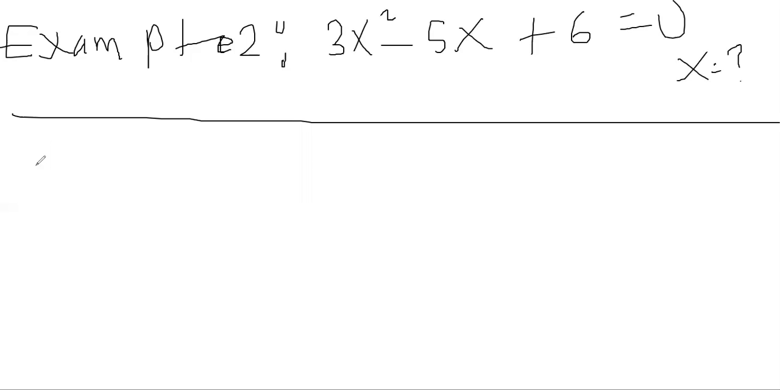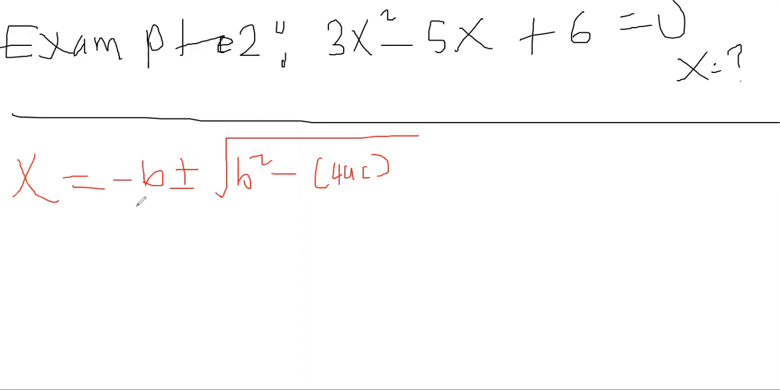So normally what we do to find the solution, you first state your quadratic formula, which equals to minus b plus or minus the square root of b square minus 4ac, all over 2 times a. So first we need to find what our a is. We need to find out what is our b, and we need to find out what is our c.